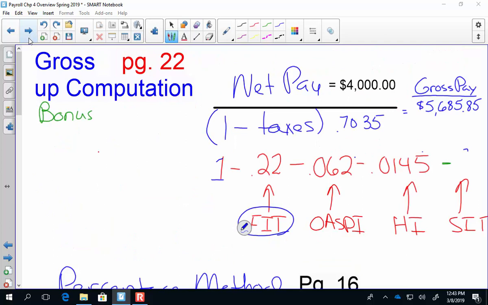So, going to computations then, just jumping forward to page 22. In this case, it's the gross up of supplemental pay, and what we're looking at is a bonus. This is the example in the book. We want a bonus of $4,000. What wage amount will we have to have in order to get a net pay of $4,000?